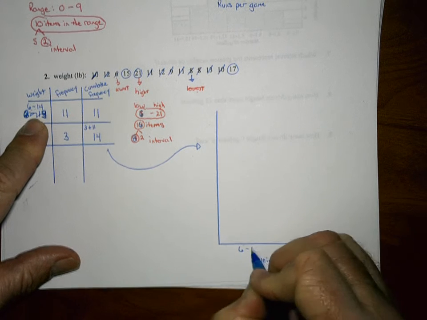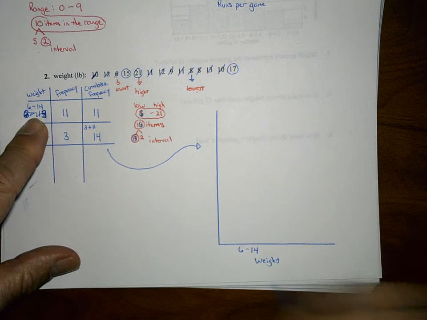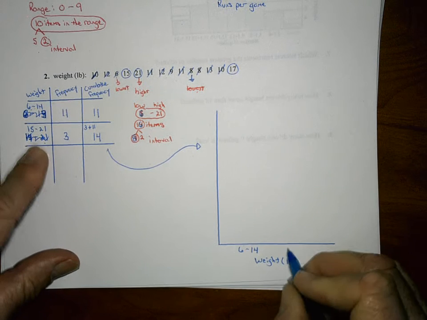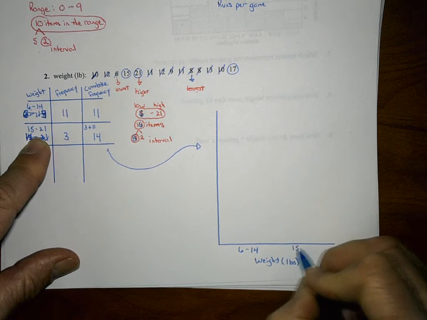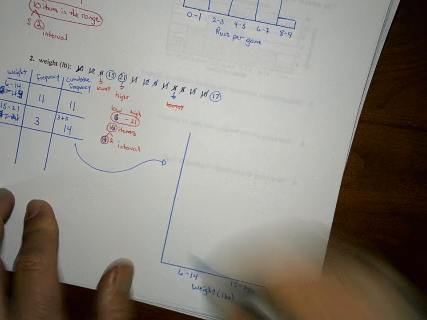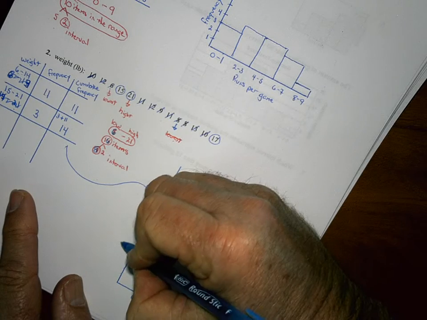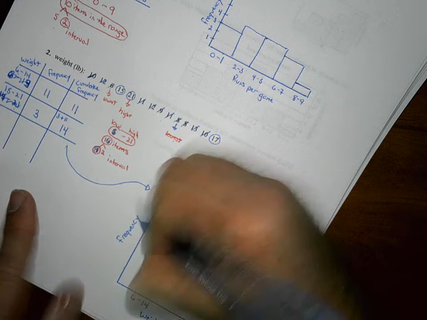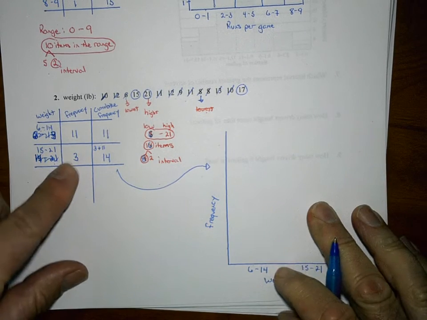I'm going to have an interval from 6 to 14 pounds, and my weight is in pounds, so I probably want to put that. And then I have an interval from 15 to 21 pounds. And then my vertical axis on my histogram is going to be my frequency. Okay, and you can see my frequency goes from 3 to 11.